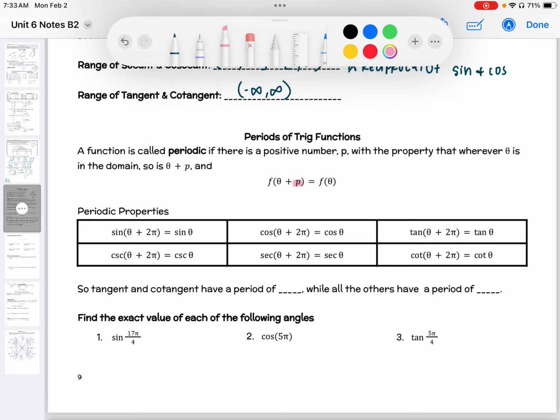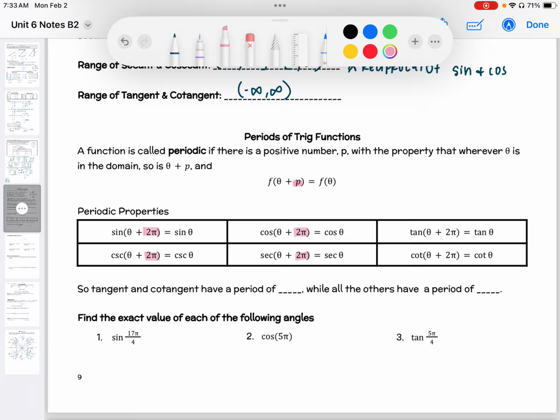That's what we're talking about when we're saying it has a period. So sine, cosine, cosecant, and secant all have a period of 2 pi. The notation is kind of weird, but it's just saying that if I were to add 2 pi to my angle, I would be in the exact same spot. I would have the same sine value, and same thing for cosine, cosecant, and secant.